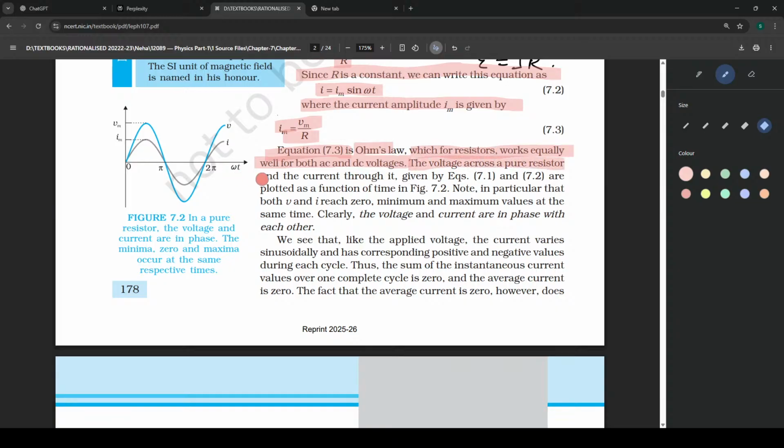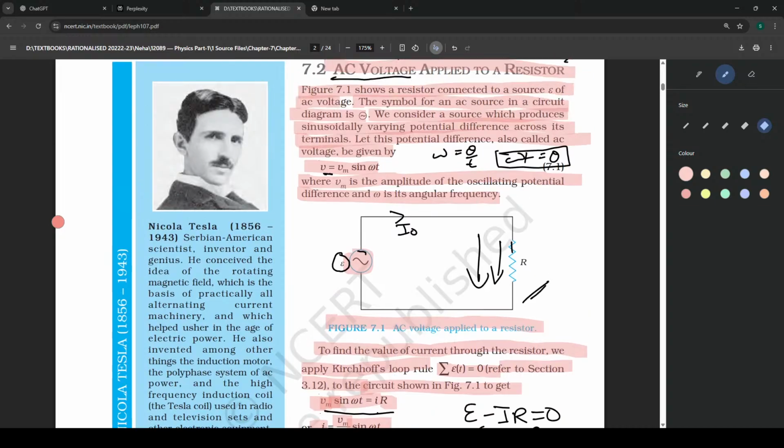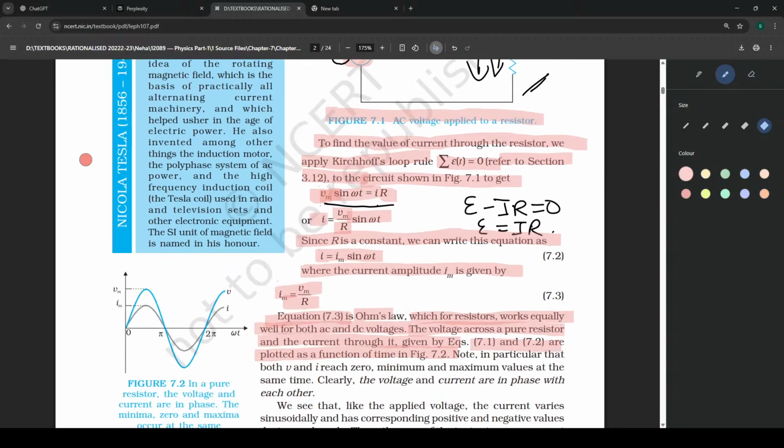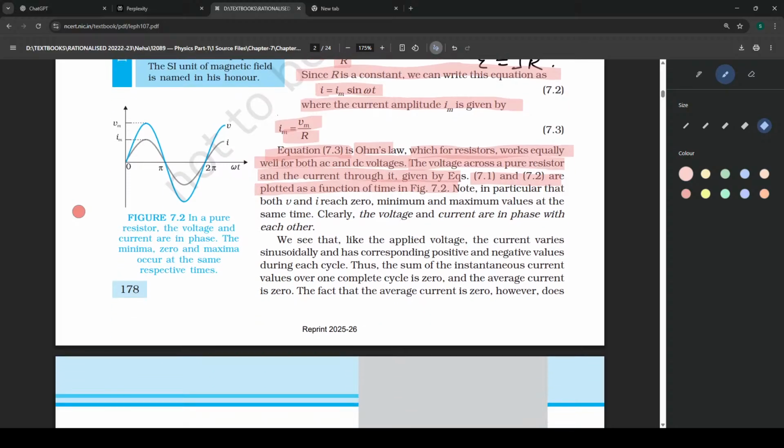The voltage across a pure resistor and the current through it, given by equations 7.1 and 7.2, are plotted as a function of time in figure 7.2. Basically this equation, potential equals V naught or Vm, that is the peak value of potential, times sin omega t, and our derived equation for current in a pure resistive circuit, I equals Im sin omega t, are plotted as functions in a graph.